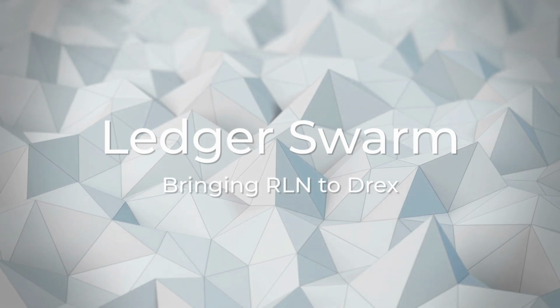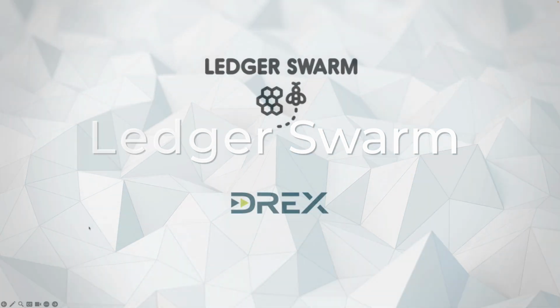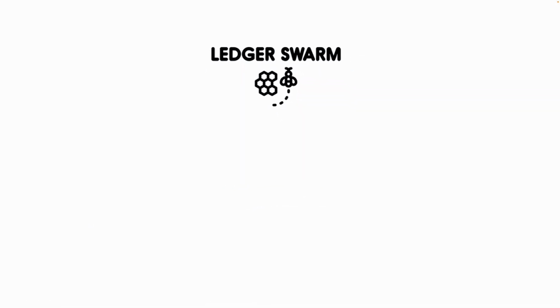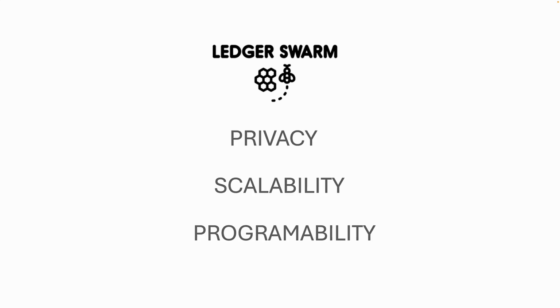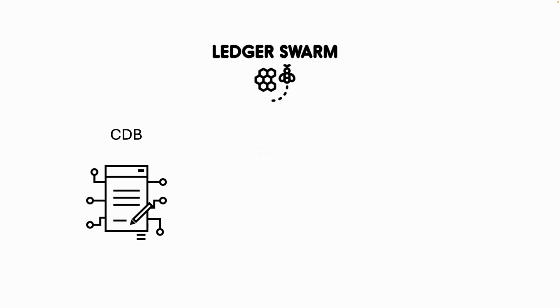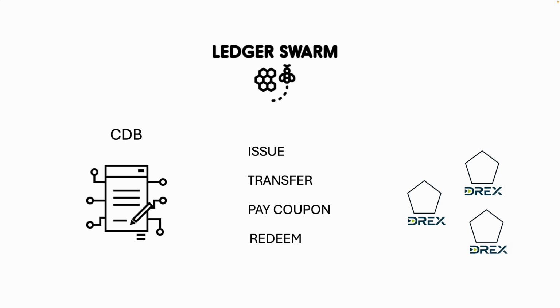In this demonstration, we will show how SETL's LedgerSwarm framework integrates with the DREX platform to provide privacy, scalability, and programmability. We will demonstrate a CDB smart contract, which will allow the issuer to issue a certificate of deposit, transfer that certificate between owners, pay a coupon, and redeem a certificate of deposit. All these operations are demonstrated across multiple private DREX ledgers, settling each transaction in an atomic wrapper.